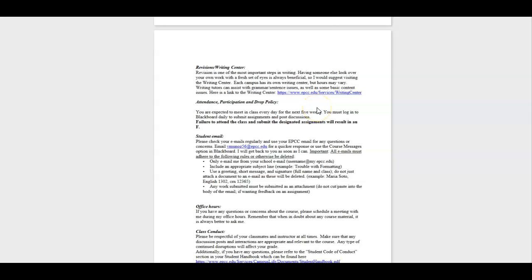So basically, they're there to help you with any grammar issues, structural issues, and it's free. So take advantage of this if you're having issues with your writing. If you're unsure, you can always email me, but also visit a writing center.